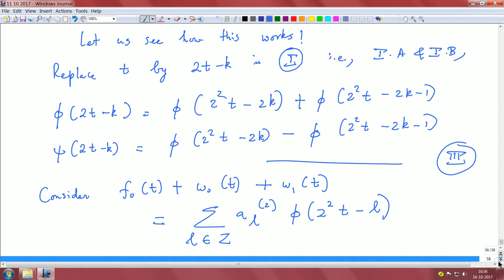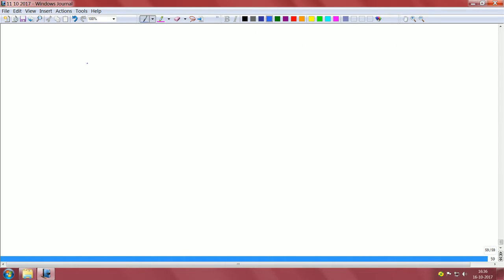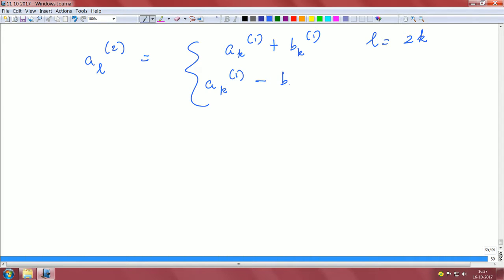We can conclude that AL in scale 2 is basically AK in scale 1 plus BK in scale 1 for L equals 2K, and AK in scale 1 minus BK in scale 1 for L equals 2k plus 1. Okay, like what we had for the previous step from 2a to 2d, we just do this by adding f naught, w naught and w1 and then decomposing that and then linking it to a previous scale.